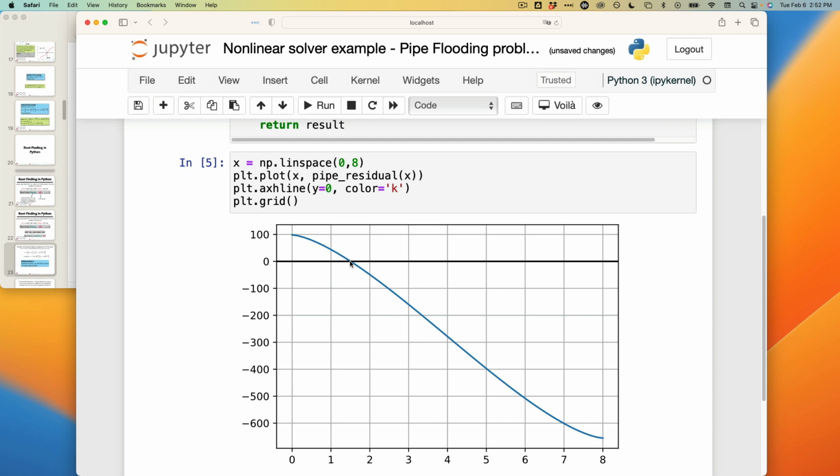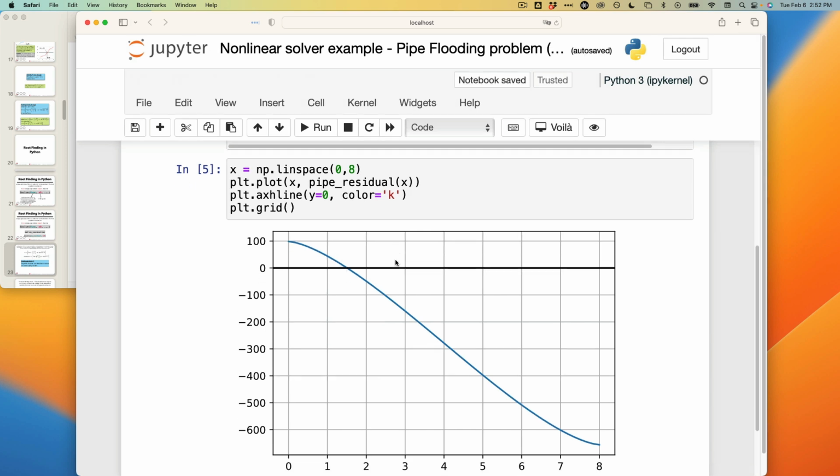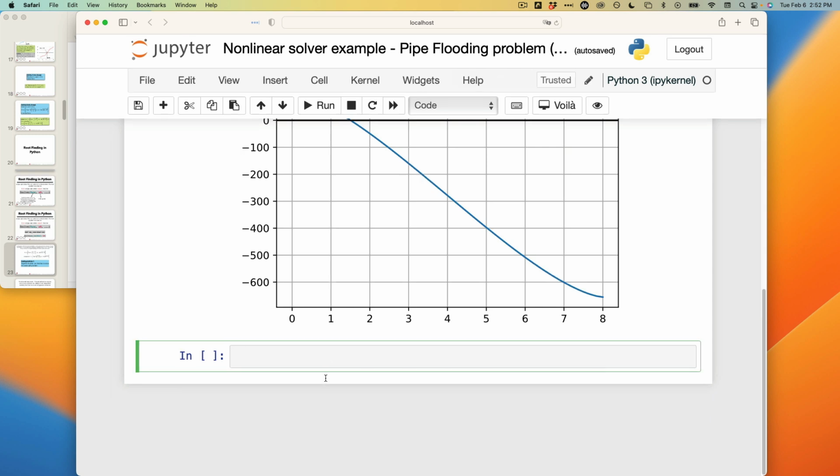Now, the person's height is 1.7. So it's really cutting it close. But by how much, we don't know until we actually find that root numerically. OK? So let's go ahead and do it. So we're going to call fsolve.